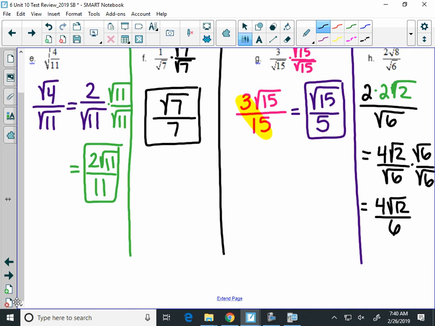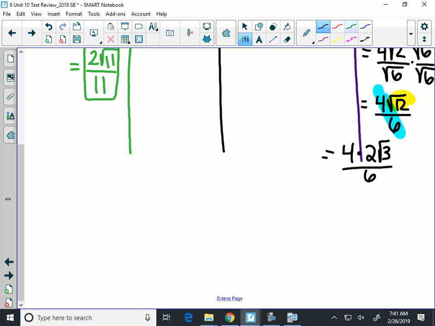But I can't leave the radical 12 because radical 12 simplifies, and also the 4 and the 6 will simplify. So let's actually start with simplifying the radical 12, and then we can simplify the coefficients. Okay? So radical 12 here, I'll rewrite this, we'll do it the long way. We have 4 times, well, radical 12 is simplified to 2 radical 3 over 6. That becomes 4 times 2, is 8 radical 3 over 6.